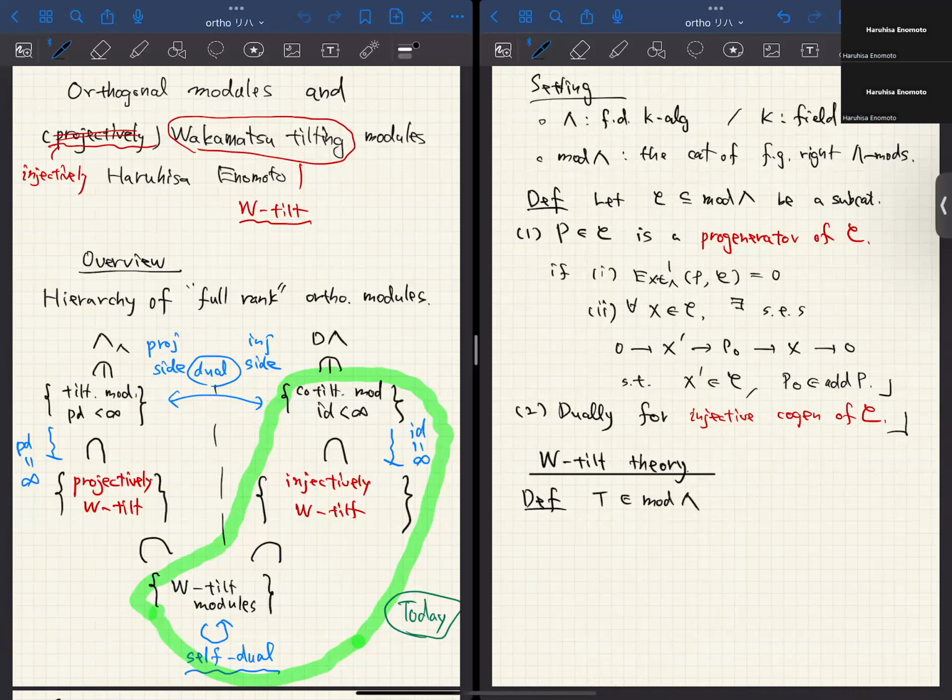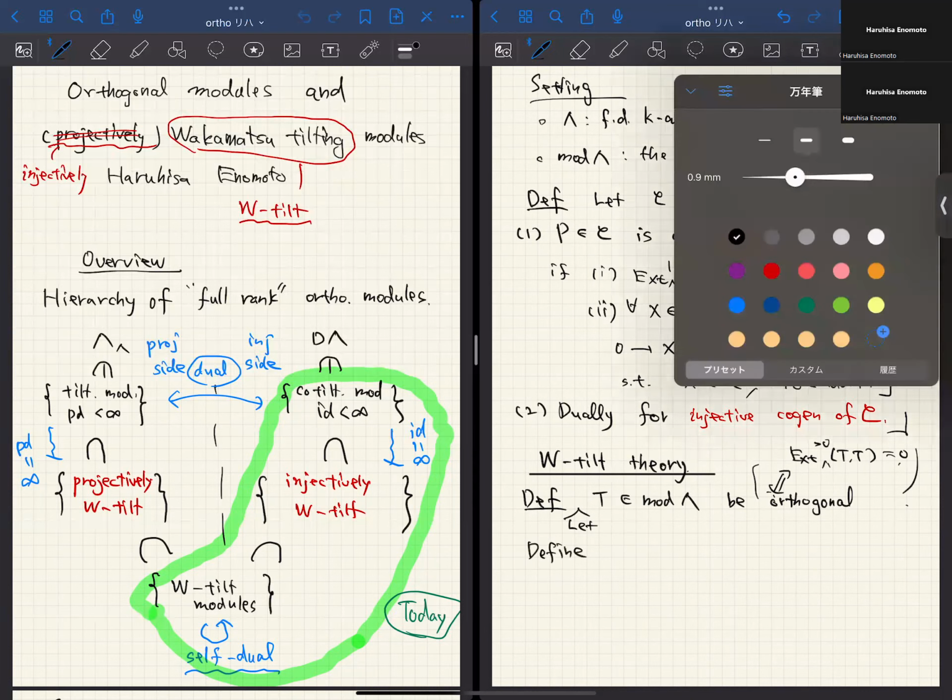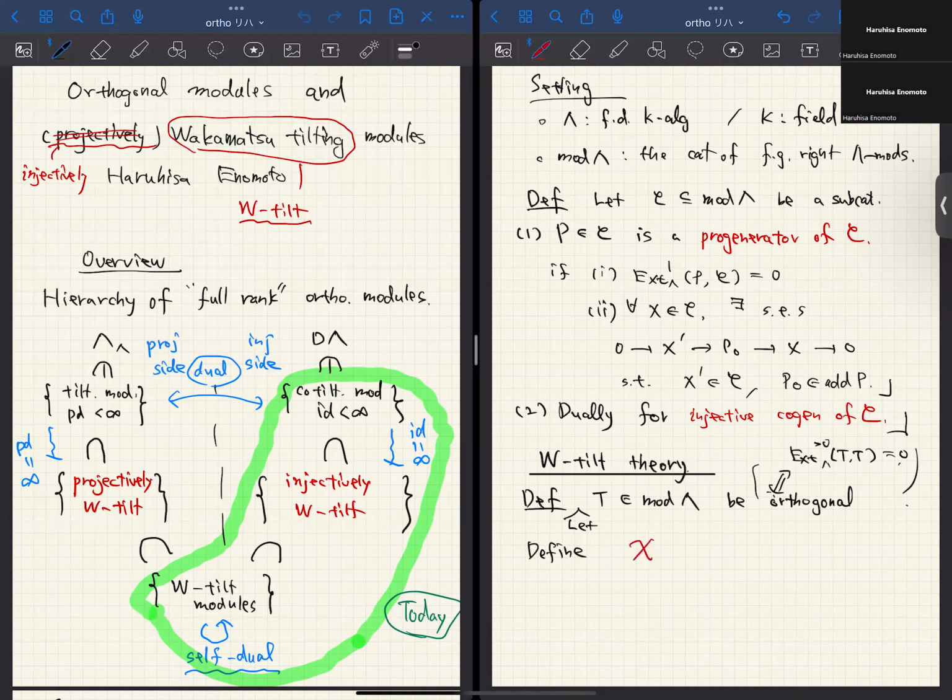So let T be an orthogonal module. Here, orthogonal is defined by, so it's just a recall, vanishing of all higher self-extensions. Associated to any orthogonal module T, we can consider two subcategories of mod lambda, which plays a very important role throughout this talk.